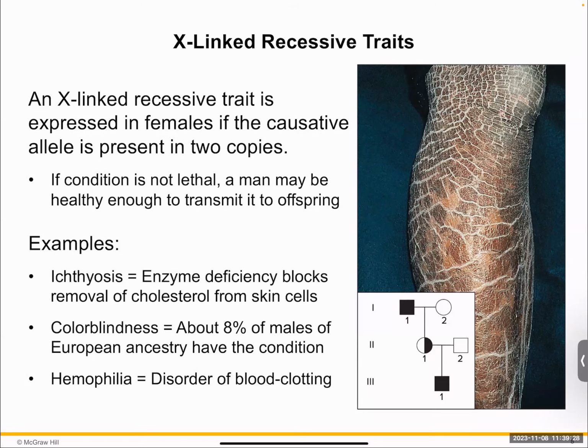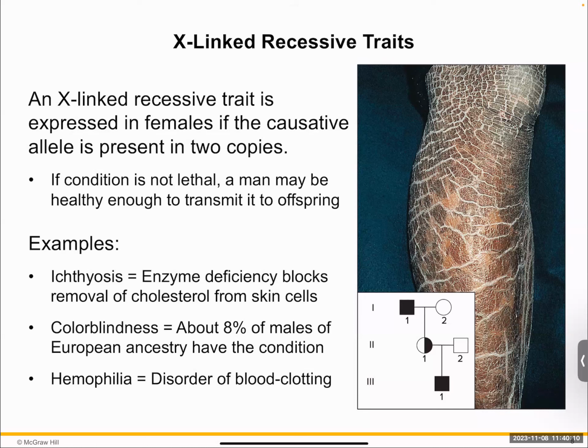Now, if the condition is not lethal, then a female may be healthy enough, and she will pass that specific characteristic or trait onto her offspring. However, in the case of males, I think I said females earlier, in the case of males, that trait can be passed on unless it actually causes a lethal change in the chromosomes or in that individual, therefore causing a disorder leading to lethality.